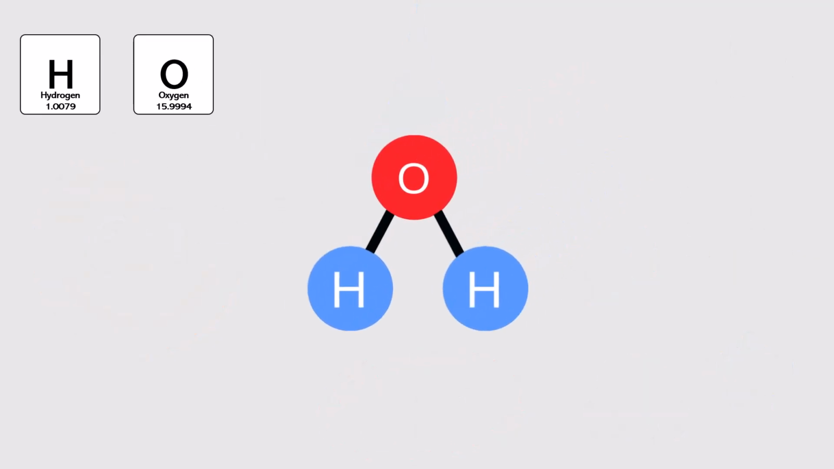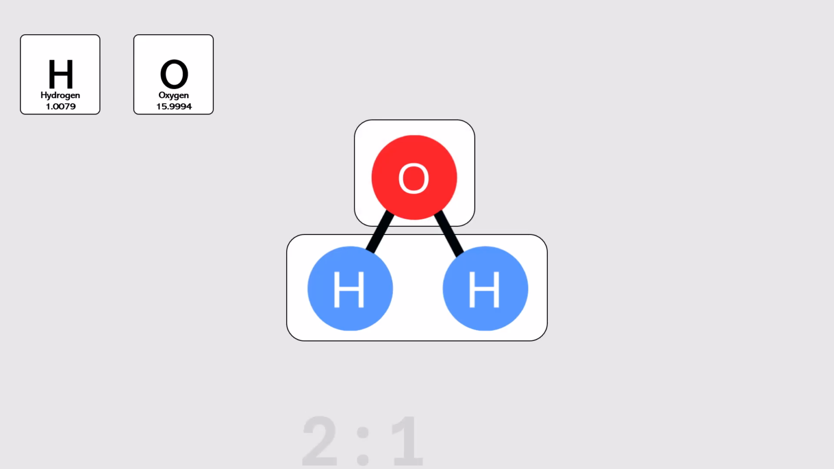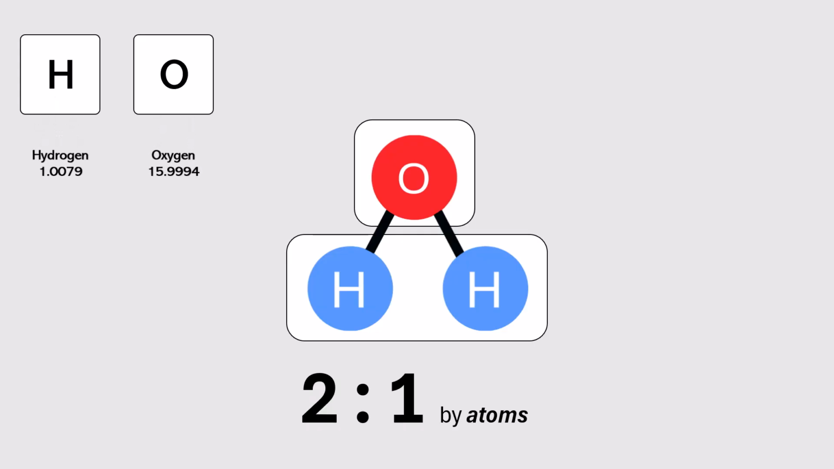Okay, let's break it down. First off, yes, you're right. Water has 2 hydrogen atoms for every 1 oxygen atom. That's the 2 is to 1 ratio we know of, but that is by atoms. But we are not talking about atoms here. We are talking about mass, and mass can be a bit different.